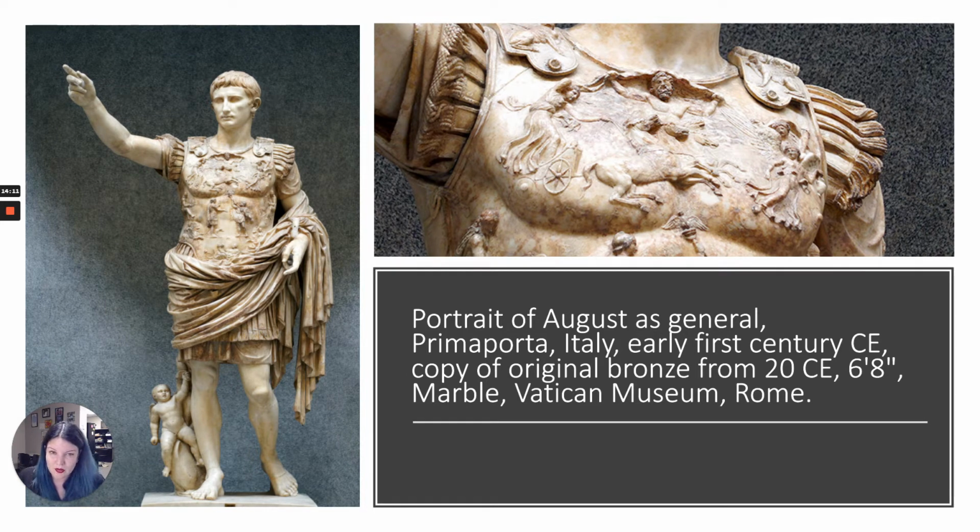Well, you can't quite tell in this picture, but that baby has wings. So this is Cupid or Eros. And that seems kind of odd. Why do we have this godchild in this portrait of Octavian Augustus?